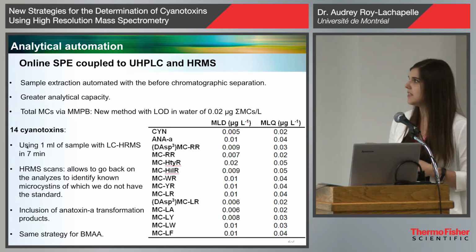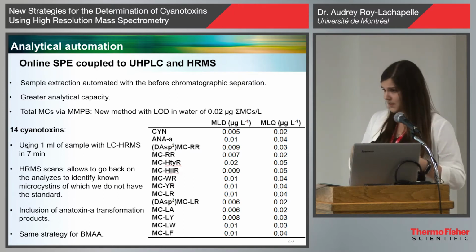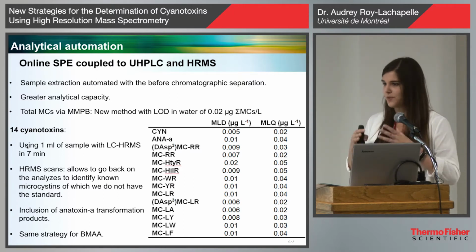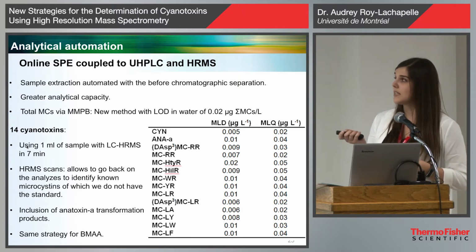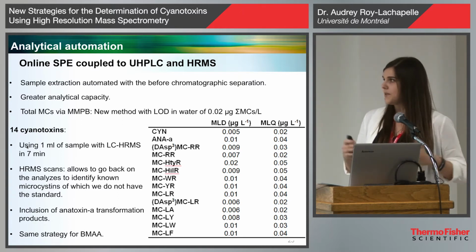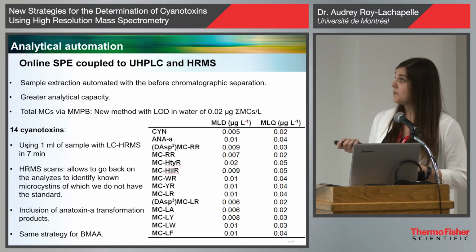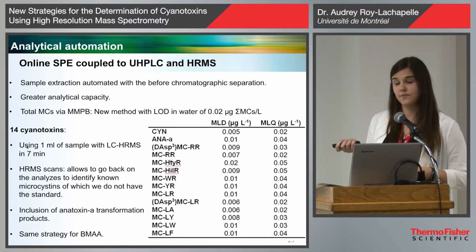Finally, for the project, our main concern is the automation of analytical techniques. I presented to you a more complicated strategy to have a more specific detection, but we want to put all these techniques in online SPE coupled to UHPLC and HRMS for our larger scale monitoring of cyanotoxins. We first had this technique for individual microcystins. For now, we have 14 microcystins with low limits of detection, and we do it with the Q-Exactive in full scan mode.